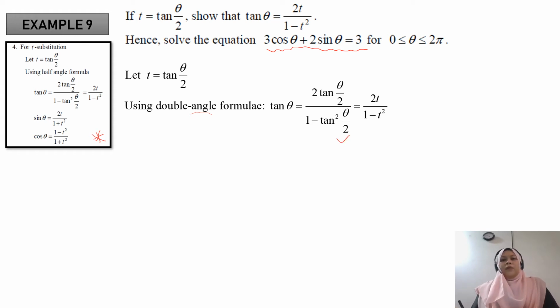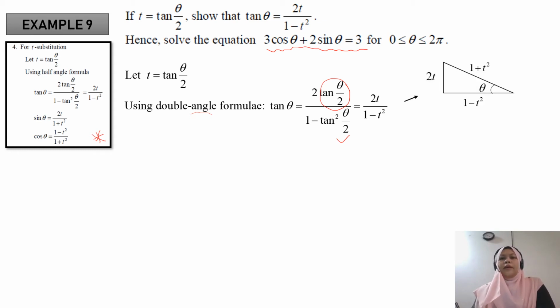We let just now t equal tangent theta over 2. So that's why tangent theta over 2 will become 2t, and tangent squared theta over 2 will become t squared, giving 1 minus t squared, because we let tangent theta over 2 equal t just now. Whenever we have this tangent theta, we can always draw its right angle triangle. In this right angle triangle, 2t is the opposite and 1 minus t squared is the adjacent. We can easily find its hypotenuse, which is 1 plus t squared.